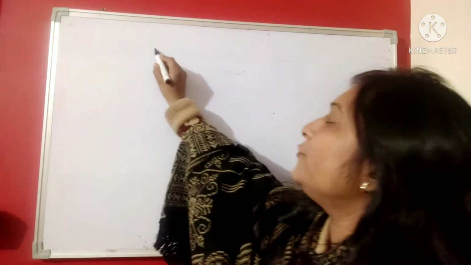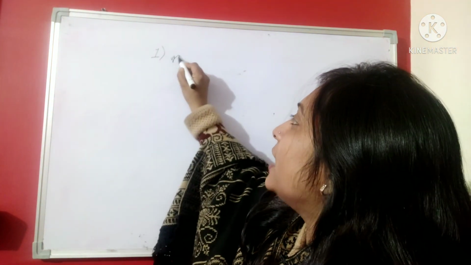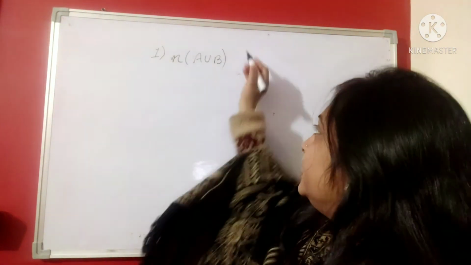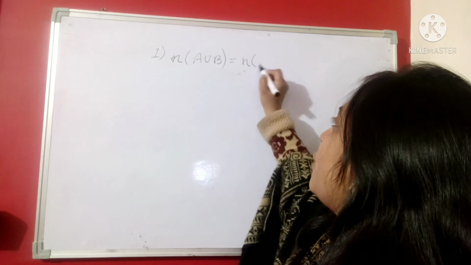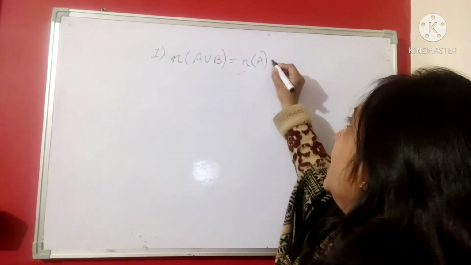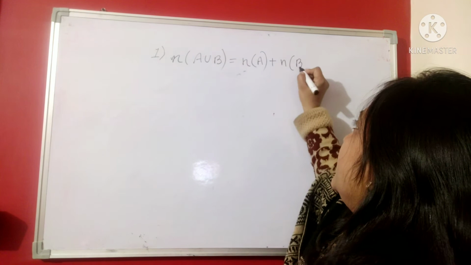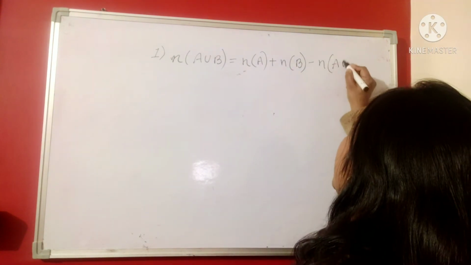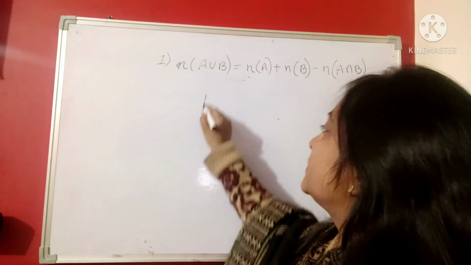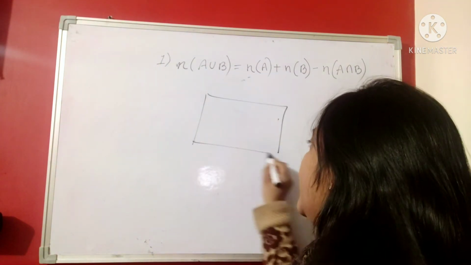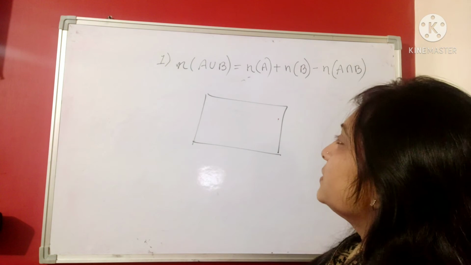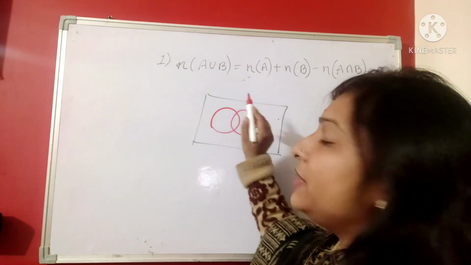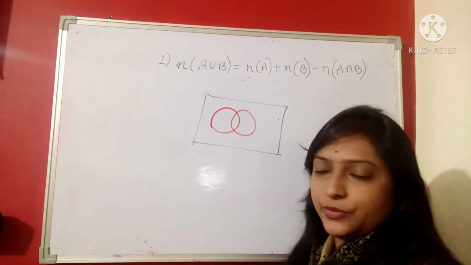Let's start. The first formula says, if you are supposed to find the cardinal number of A union B, you are going to use the formula: cardinal number of A plus cardinal number of B, and from that we will remove the cardinal number of A intersection B. Understand it with the help of a Venn diagram. What is A union B? If we have the intersection, A union B means A terms and B terms, right?